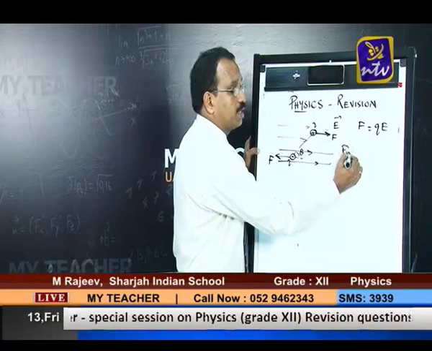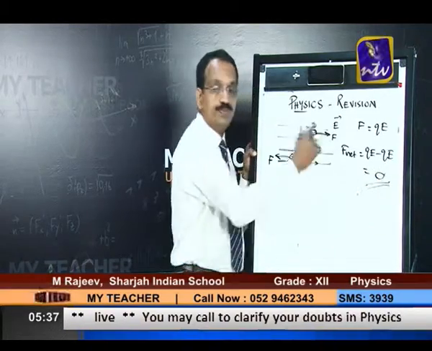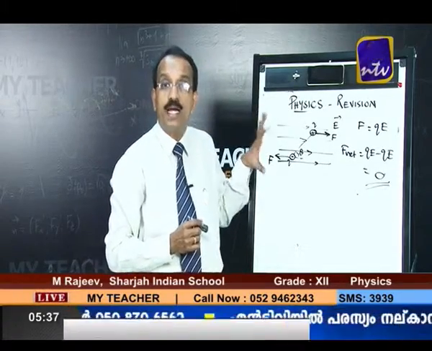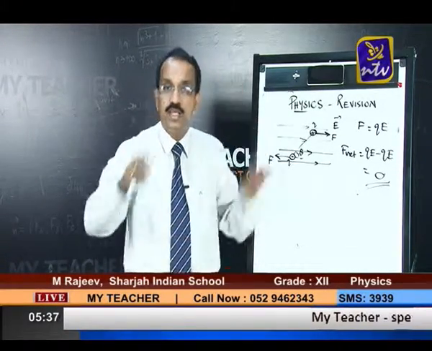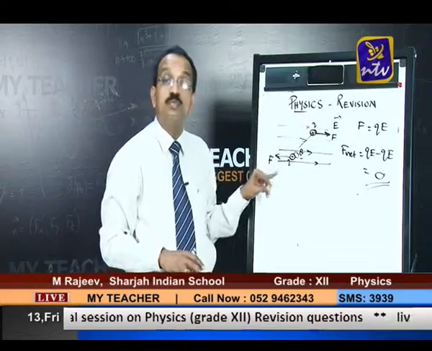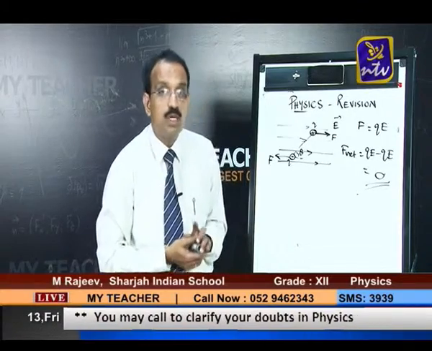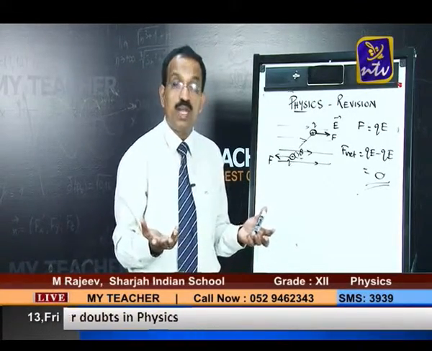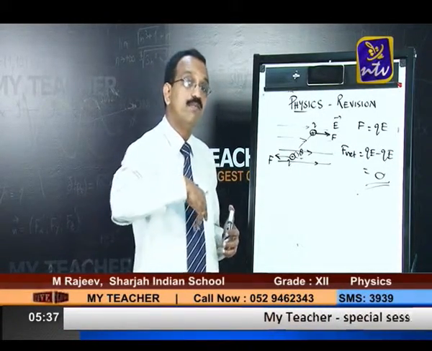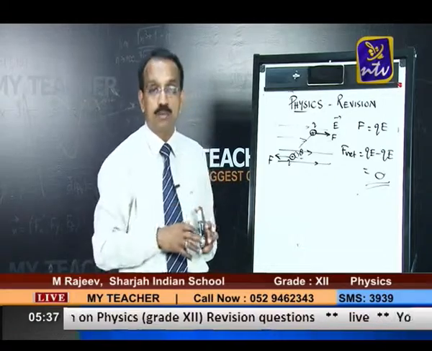So each force is QE. What will be the net force acting on it? The net force is QE minus QE, so the net force is 0. That means we proved that the total force acting on the dipole in a uniform electric field is 0. As long as the field is uniform, the force on the dipole is always 0, because each charge experiences the same amount of force, but the charges are equal and opposite. So the forces will also be equal and opposite, so they will cancel off. So net force is 0. What else can we make out from that? If net force is 0, we can say that there is no translatory motion. It is not moving away from its position. There is no translatory motion because there is no net force.